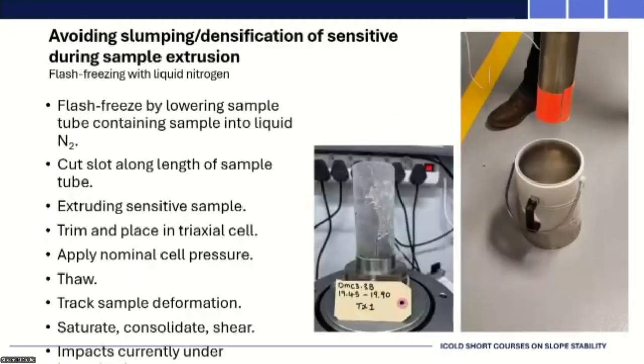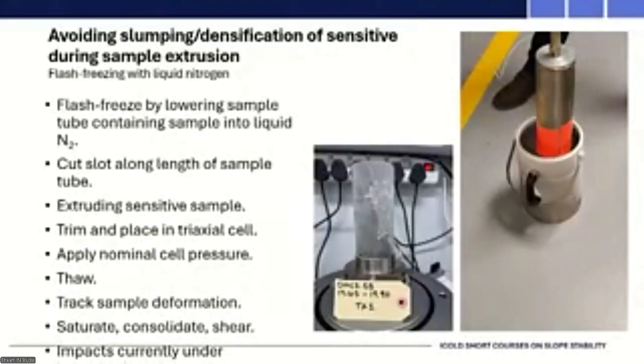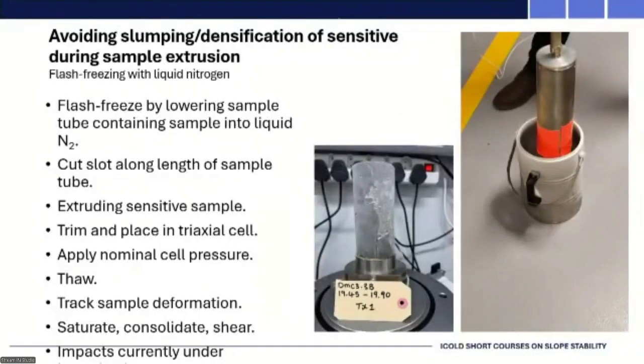But what I would like to show you is some of the work that we are doing in terms of flash freezing. So this is our first trial. We've got a sample that you can see on the right-hand side, a sample tube that we are going to lower into a pot of liquid nitrogen to flash freeze it to minus 150 odd degrees centigrade, which very, very rapidly freezes it rock hard, and then it can easily be extracted.